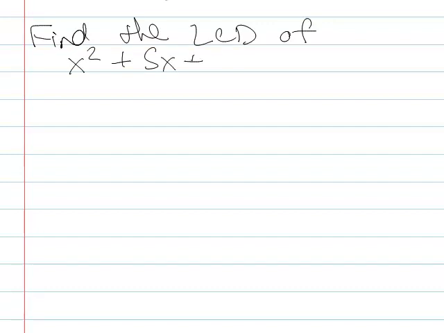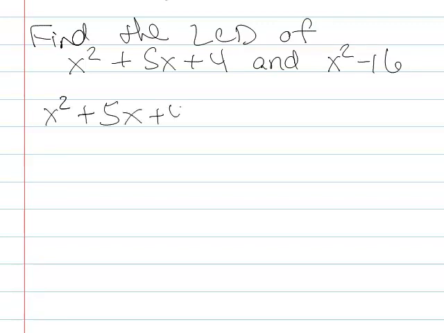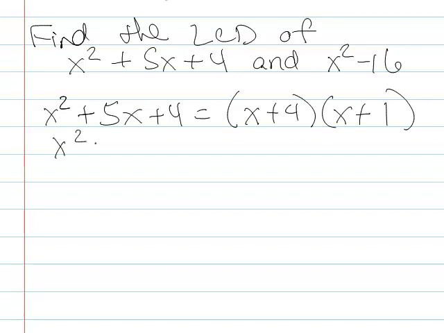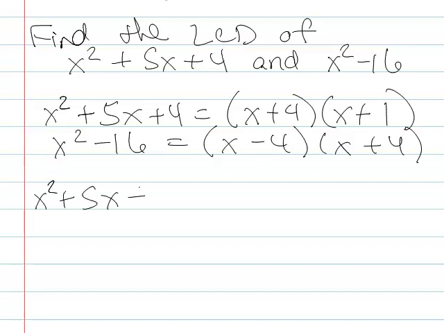Try to find the LCD of x squared plus 5x plus 4 and x squared minus 16. So again, we're going to go through here and factor stuff out. So that'll be a 4 and a 1. This is the difference between two squares, so that one's not too bad. Yay! And so now I'm going to put them together and line them up.